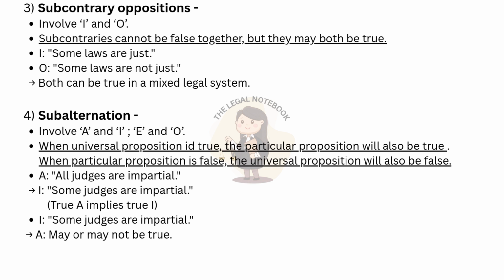4. Subalternation. Involves A and I, E and O. When a universal proposition is true, the particular proposition will also be true. When a particular proposition is false, the universal proposition will also be false. A: All judges are impartial, therefore I: Some judges are impartial. True A implies true I. But some judges are impartial does not imply A; it may or may not be true.